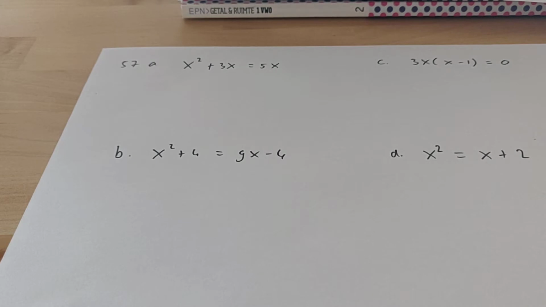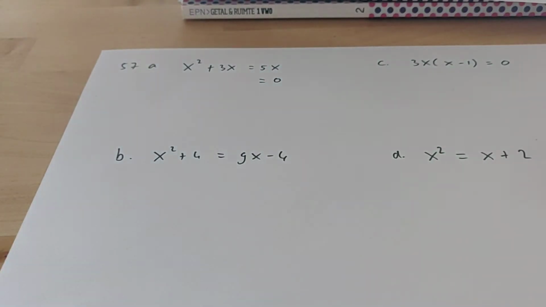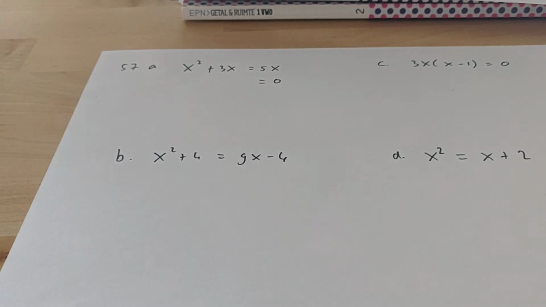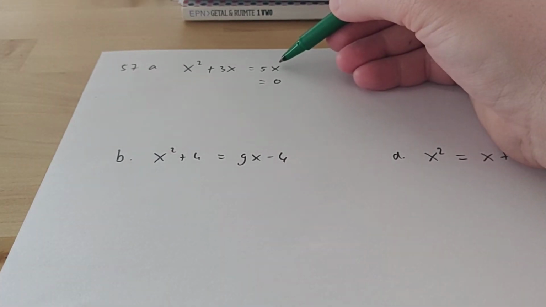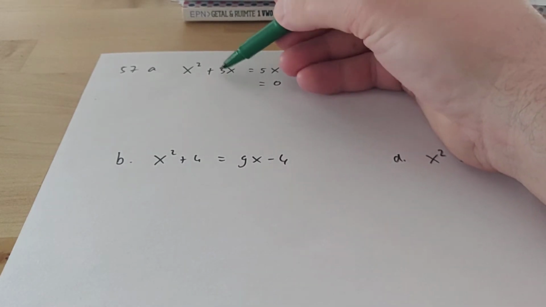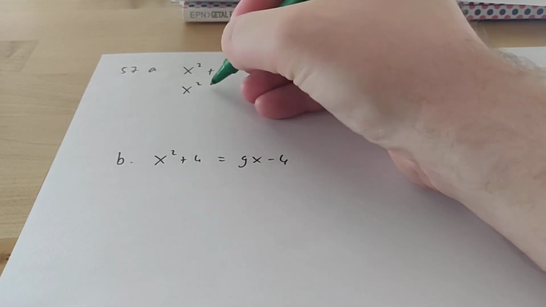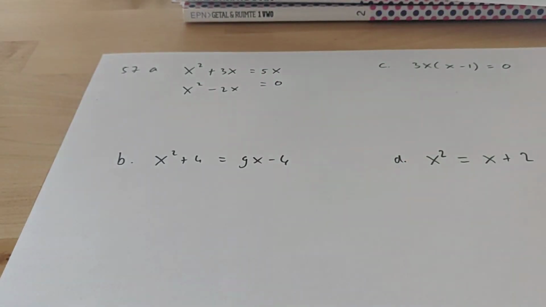Now one thing that's very important if you want to solve an equation is that there must be a 0 on this side here, otherwise you can't solve it. So this 5x, we have to remove it. So we have to do minus 5x here and minus 5x there. We already have something with x, so we're going to subtract it from the 3x. So you have x squared minus 2x equals 0.